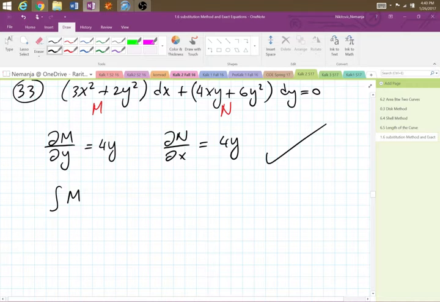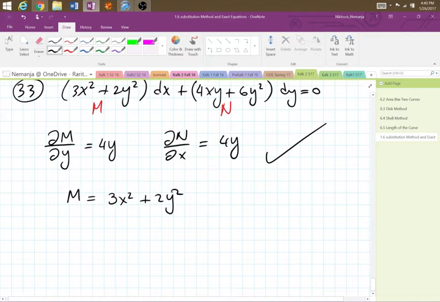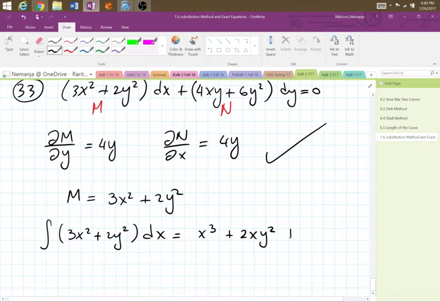The notation is different, so all right. So m is equal to 3x squared plus 2y squared, and we are going to integrate that one with respect to dx. So I'm going to write 3x squared plus 2y squared dx, whose integral is x cubed plus 2xy squared. And then I should say plus c, but I'm not going to. I'm going to say plus g of y.